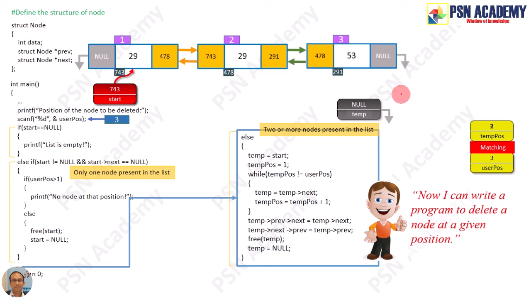So I hope you understood how to delete a node in a doubly linked list in the first position, when the list has only one node or the list has more than one node. Also, you learned how to delete a node from a doubly linked list at a position other than the first position.